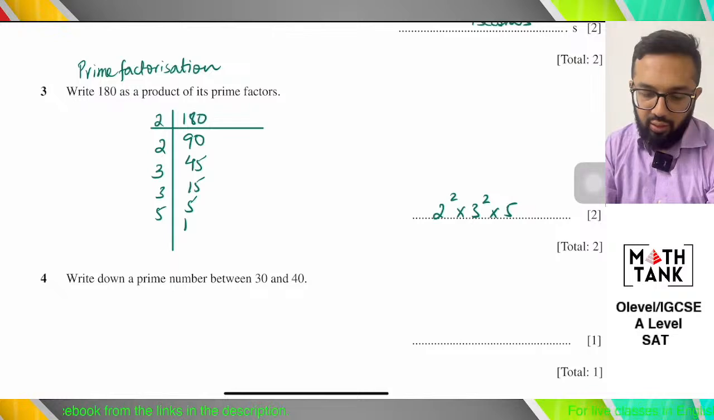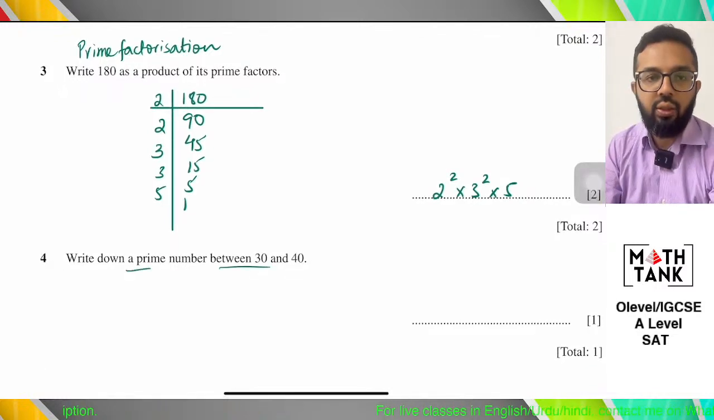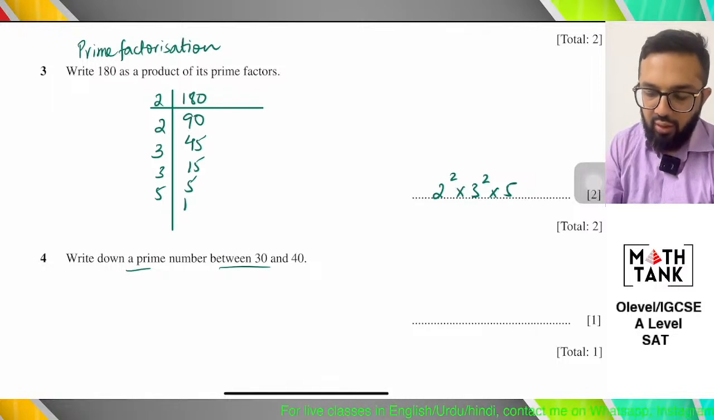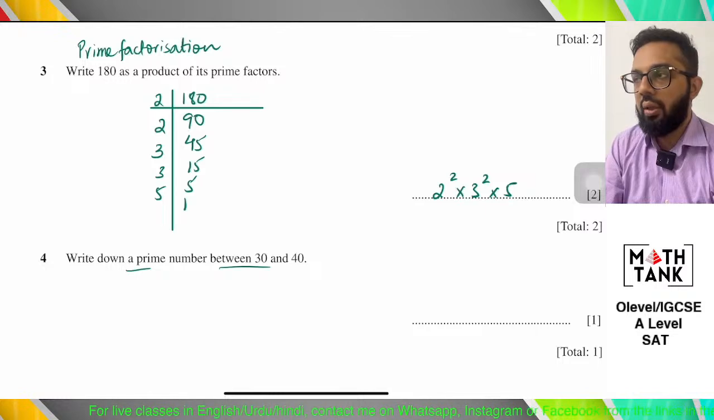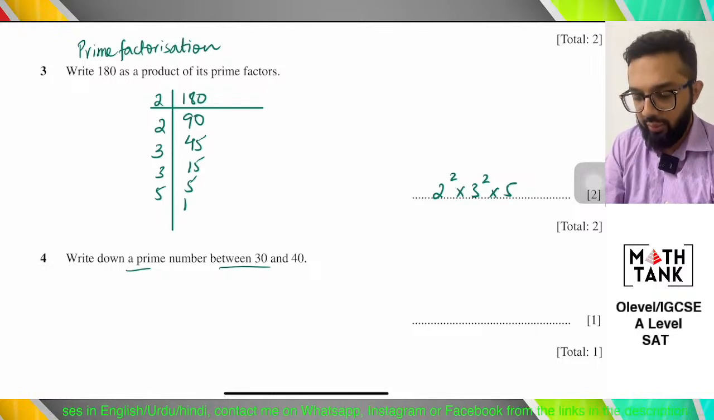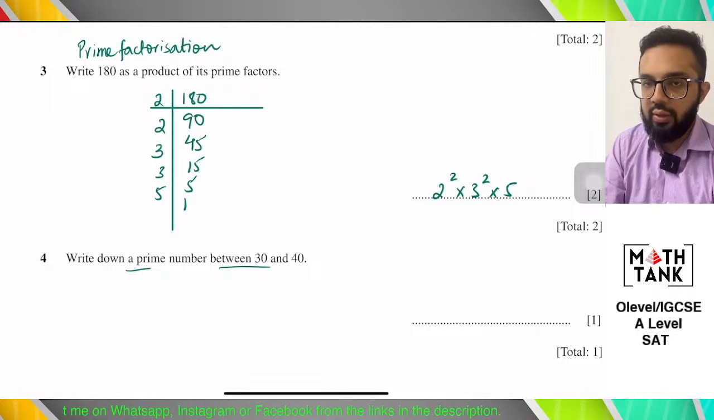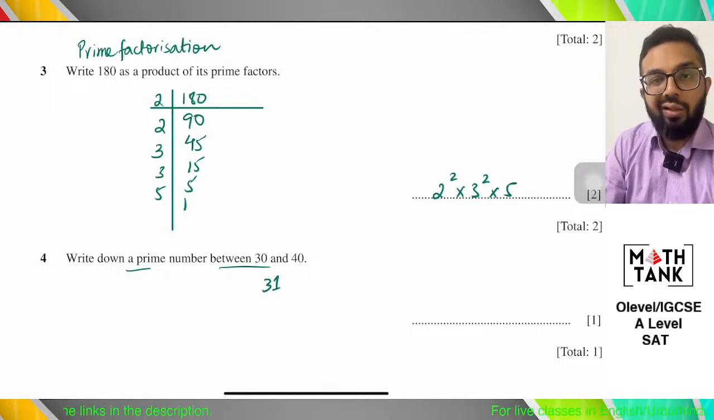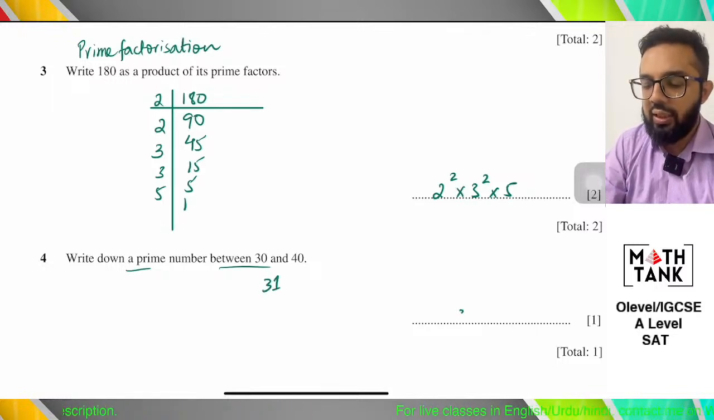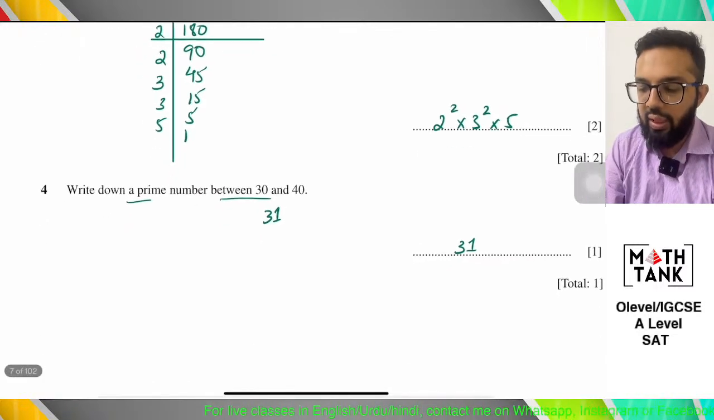Okay, it says write down a prime number between 30 and 40. So prime numbers are basically odd, so you can ignore the even numbers that are there. You can ignore 32, 34, 36, 38. Then you decide whether 31 is a prime number, whether it divides with anything else. No, it doesn't really divide with 3 or 7 or any such number, so 31 is a prime number.